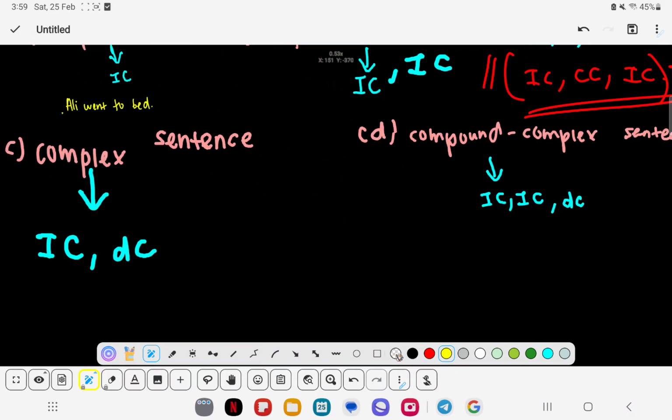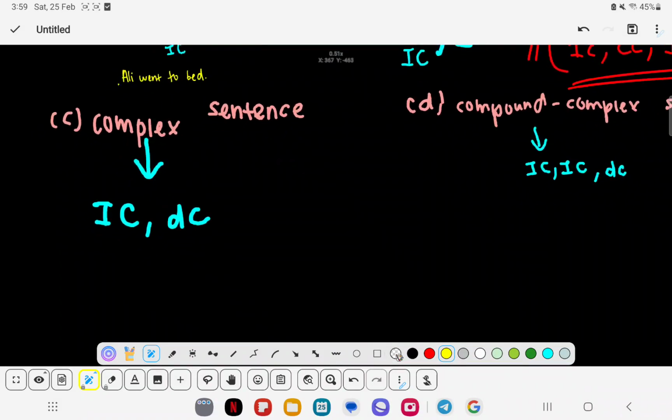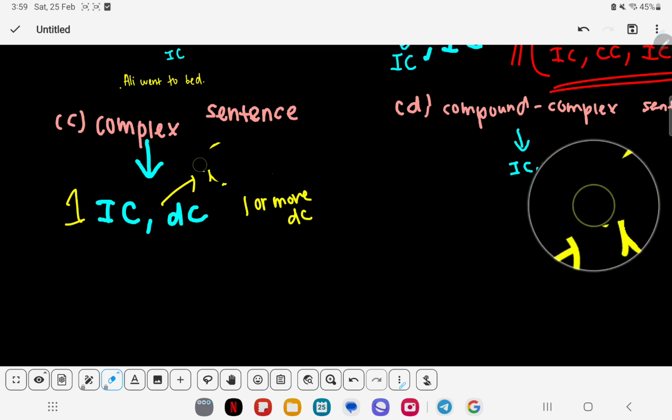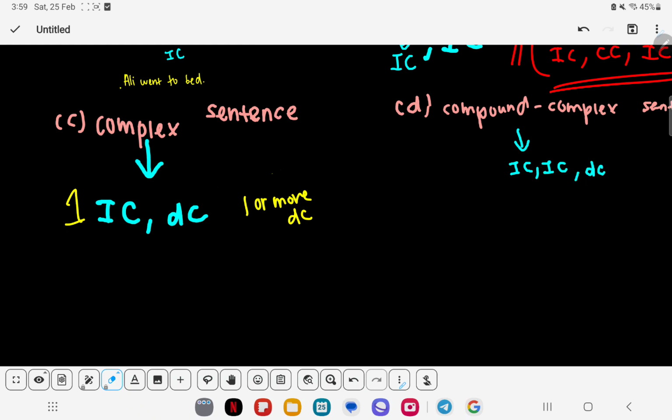Alright, so now let's go for the complex sentence. Normally when we hear about the complex sentence, it has to have one independent clause and one or more dependent clauses, alright? It needs to have one IC. DC can be one or more. They can have one or more DC. Okay? They need to have that.